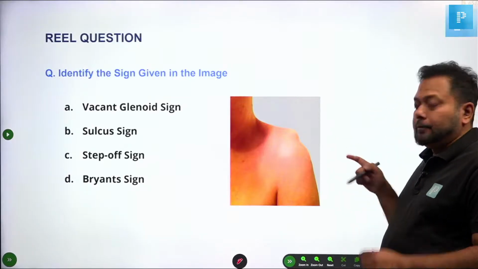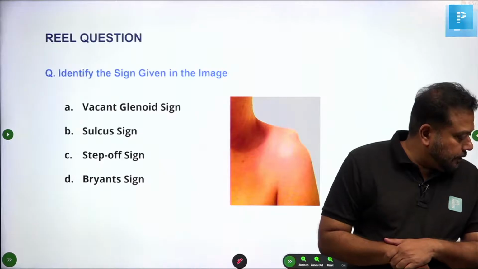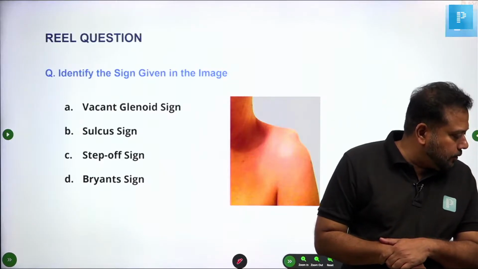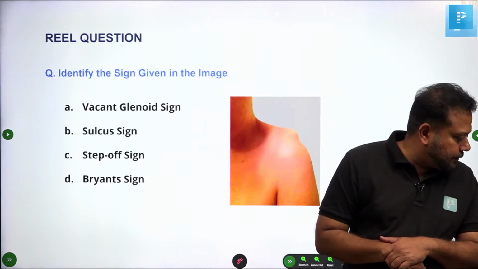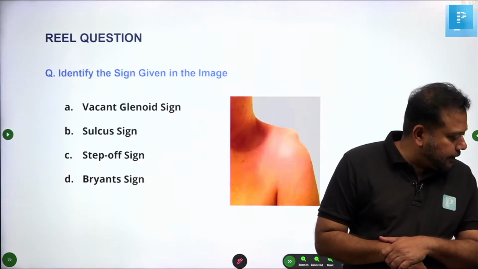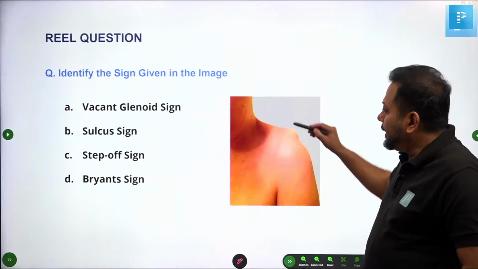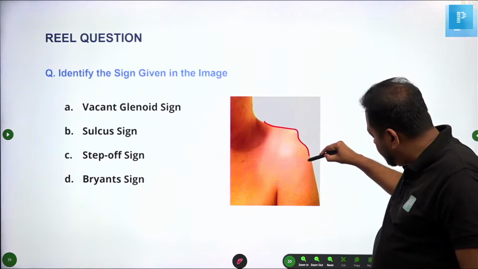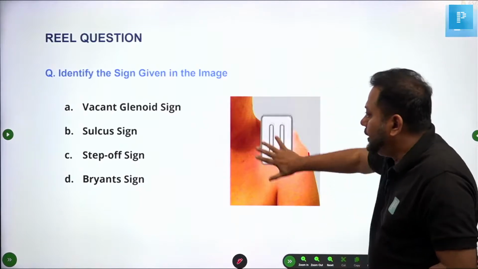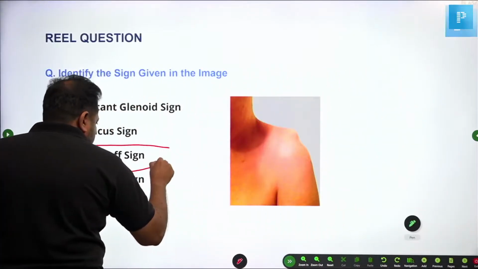Look at this image. Dr. Bella has now given the right answer. Akshaya has given the right answer. Yes, Saida has given the right answer. Good. Okay. Classically, when you see here, something looks like this. This is called step sign. This sign is called step sign.